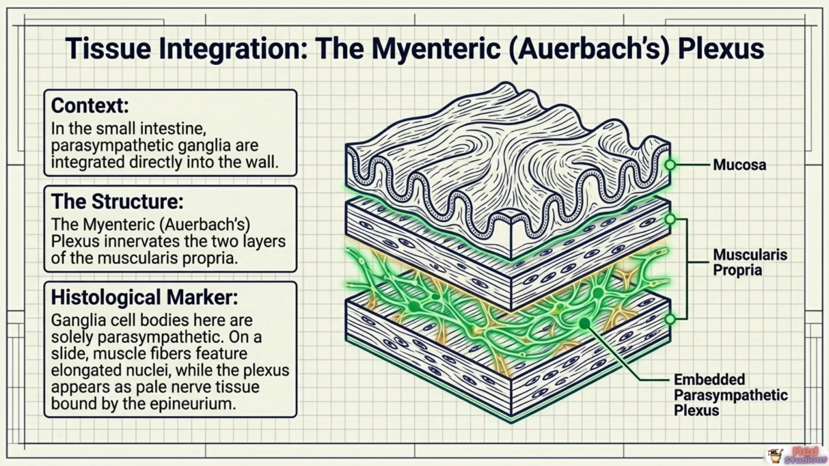When you examine this on a histological slide, it is highly distinct. The surrounding smooth muscle fibers will feature long, stretched, elongated nuclei. But nestled between them, the plexus appears as an island of pale, specialized nerve tissue, tightly bound by its own continuous epineurium layer. And as a histological marker, remember that all the massive ganglion cell bodies you see clustered within this specific intestinal plexus belong exclusively to the parasympathetic nervous system.